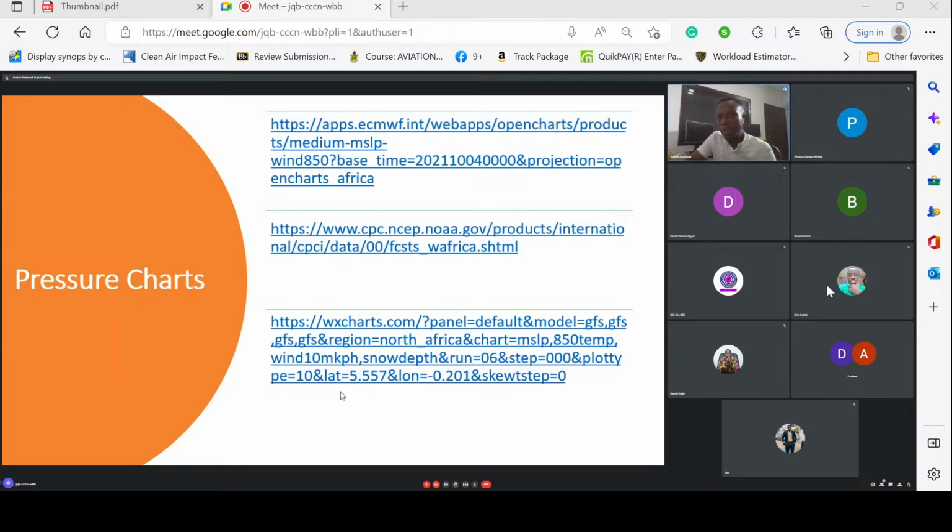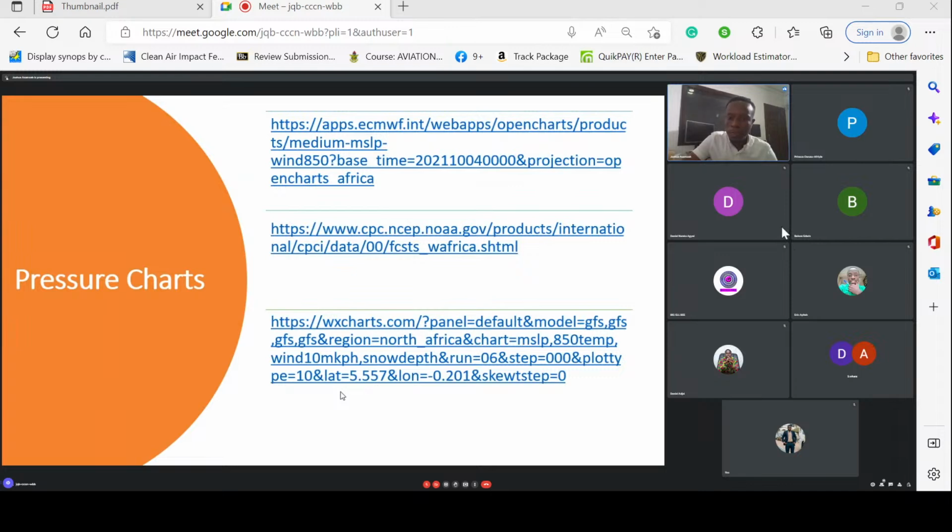And so the first one, which is the pressure chart from ECMWF, the European Center for Medium-Range Weather Forecasting, will give you a global view of pressure and also the continental view of pressure. And so for a larger or a synoptic view of pressure, I would advise that you use the ECMWF, which is the first link, to get pressure for other parts of the continent or the globe as a whole before you zoom into the one for West Africa as captured on the NOAA chart or the CPC model.